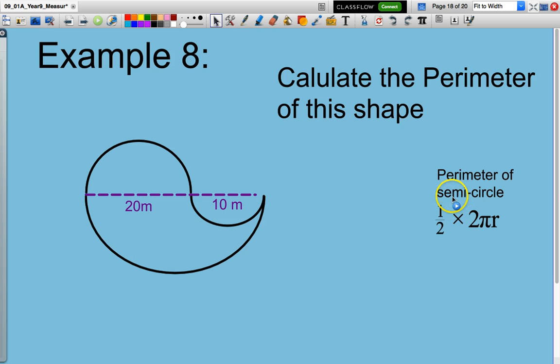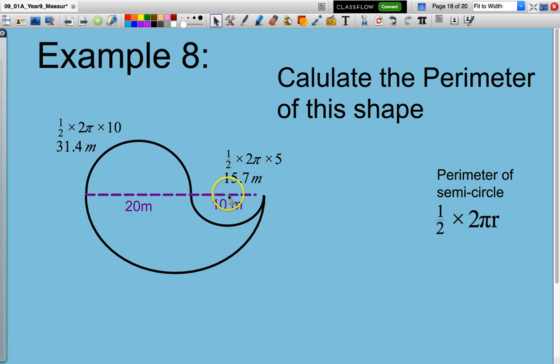Just remembering, the perimeter of a semicircle was half the perimeter of a full circle. That's what we're working with. Full circle, 2 pi r. We have half of that distance. So this bit up here, 2 pi times 10. Well, if you see it's 20 from here to here, the radius will be 10. That will give you that component there. I need to add to it this component here.